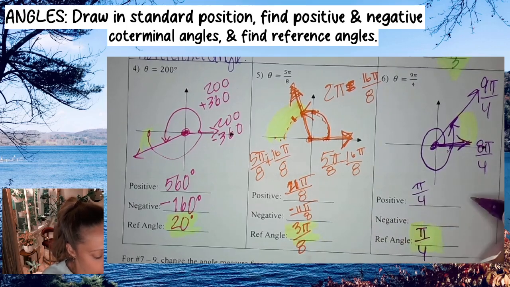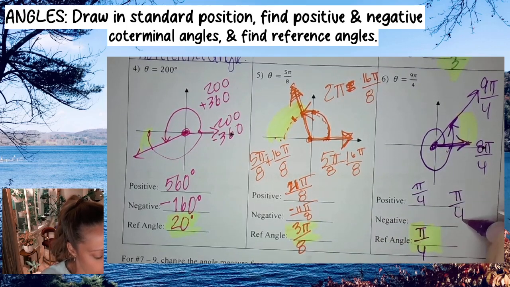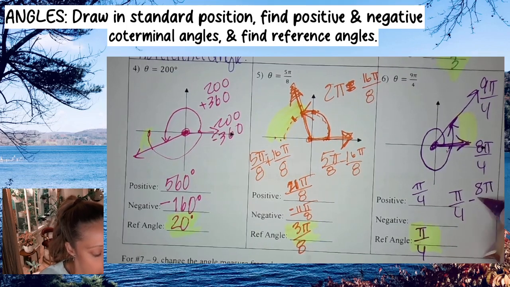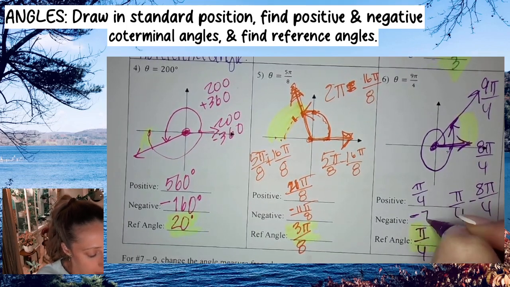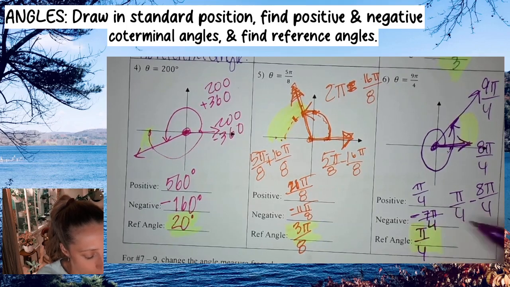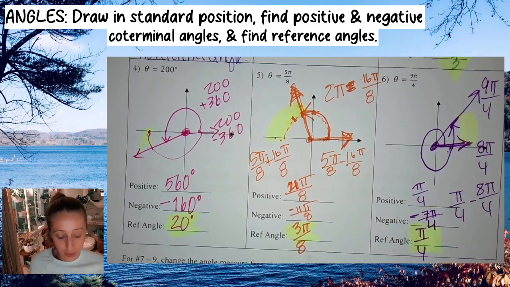Now for a negative coterminal angle, I'm going to pick up at pi over 4. I'm going to subtract off another loop, another 8 pi over 4. That gets me to negative 7 pi over 4. There you go. That's the end of the first 6 examples.